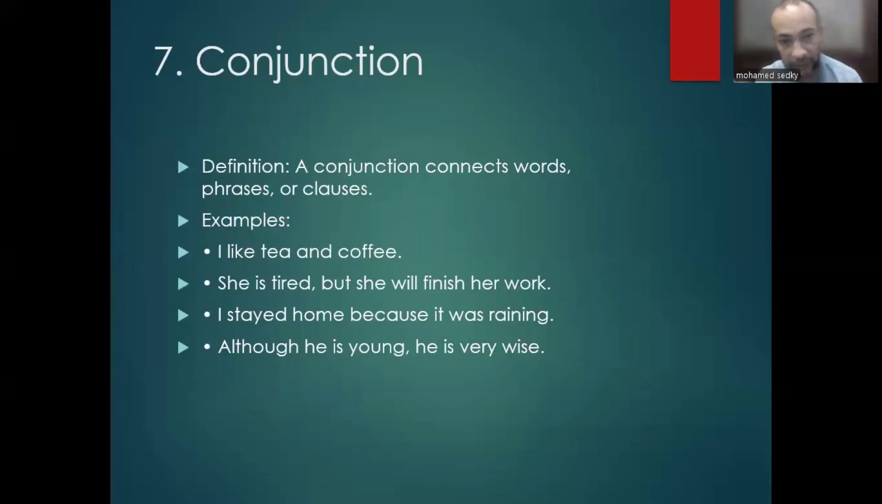Now, keep in mind that you have three types of conjunctions. The first one is coordinating, the second is correlative, and the third is subordinating conjunctions.